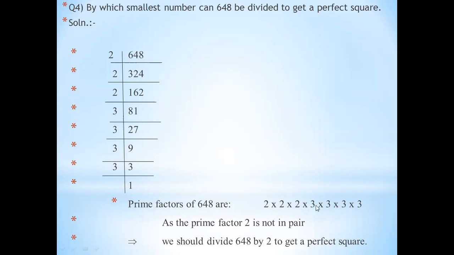Look, 3 is given 4 times, so 2 pairs, and 2 is given 3 times, so 1 pair, and 1 two is alone, so 2 is not in a pair. So we should divide 648 by 2 to get a perfect square.